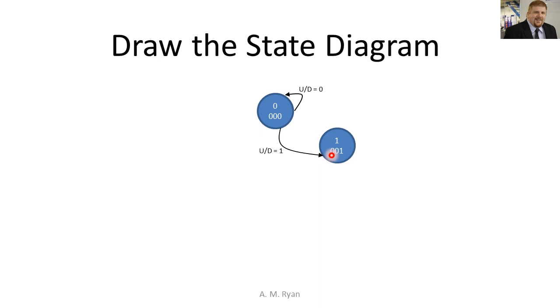And the outputs are going to change from 000 to 001 because we're doing a binary count. So we're 0, 1. Okay. Now if we're in state 1 and we get a down trigger, we want to go back to state 0. So we draw that on our state diagram. Our input is 0, that is going to take us down.